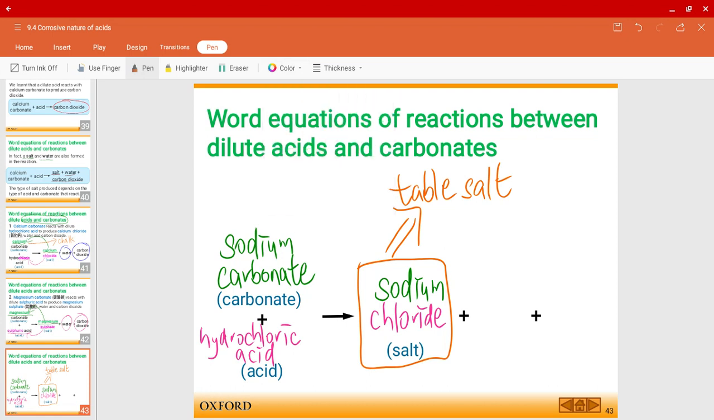And finally, don't forget about these two guys. Don't leave them out from the party. You have water and you have carbon dioxide. All right, so that is how you make a word equation.